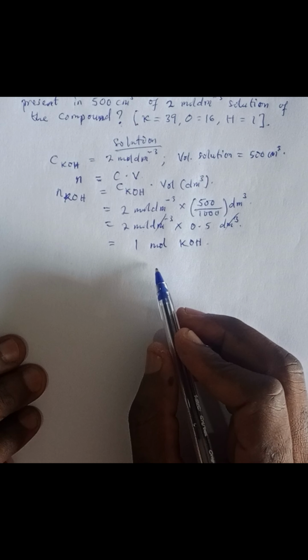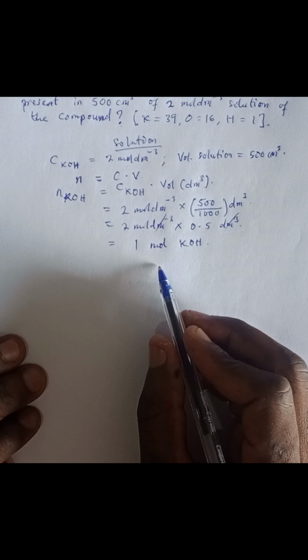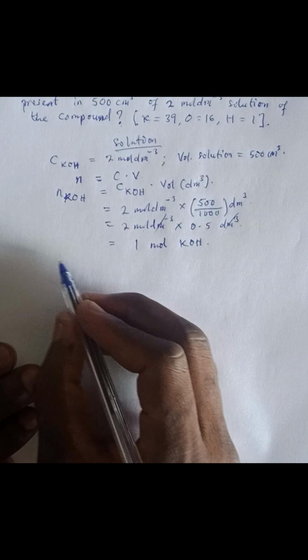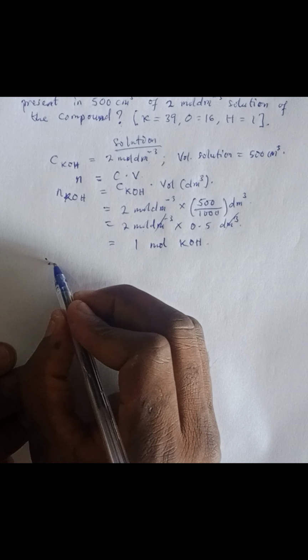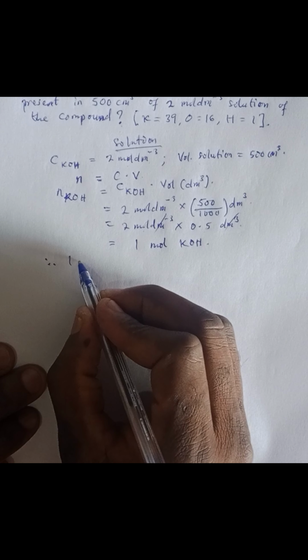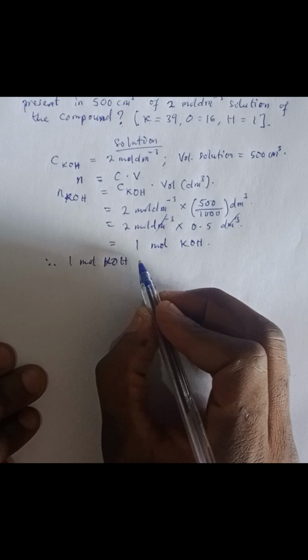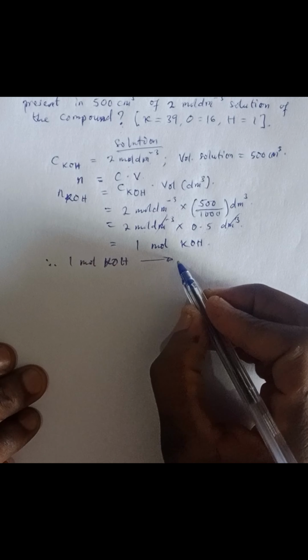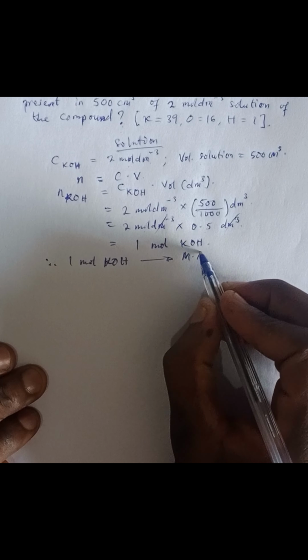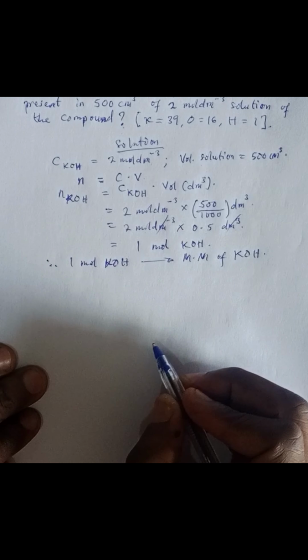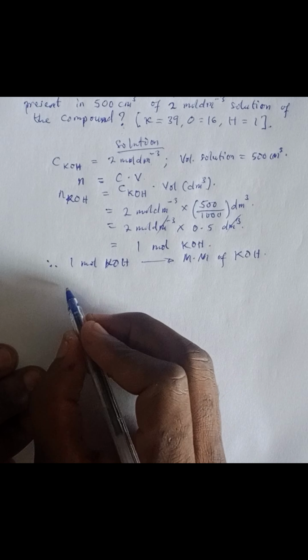From here, simply, what is the mass? Of course, the mass of 1 mole of a substance is the molar mass of that particular substance. So recall, therefore, 1 mole of potassium hydroxide will produce the molar mass, that is, the molar mass of potassium hydroxide as its mass.